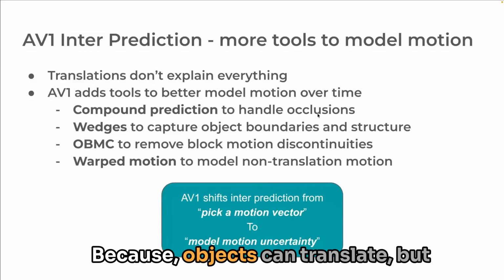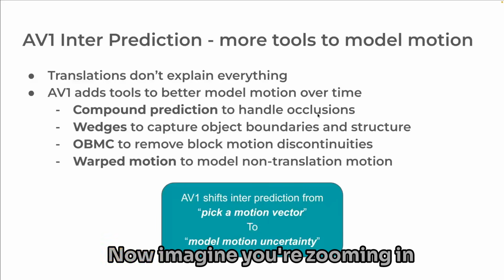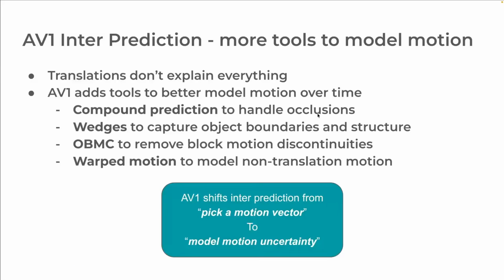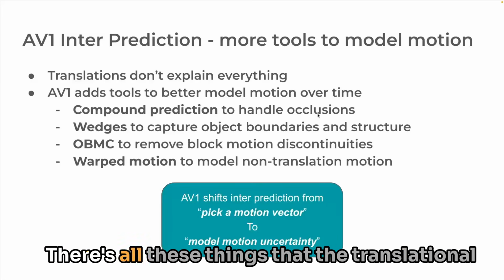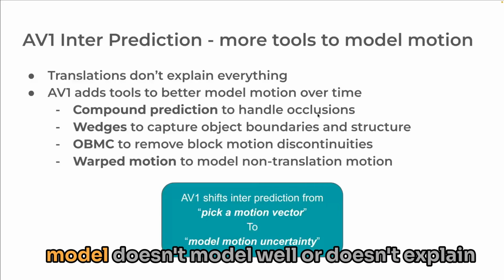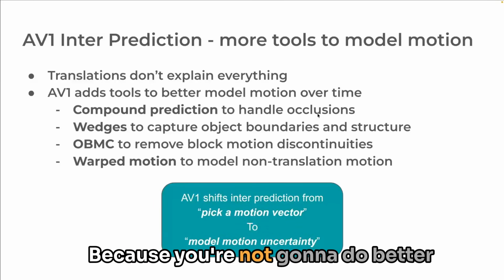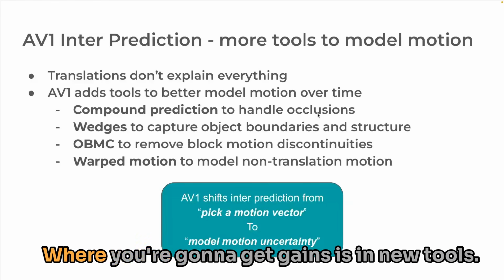Because objects can translate, but they can also rotate, they can resize. Imagine you're zooming in with your camera on something. They can also be illuminated differently. There's all these things that the translational model doesn't model well or doesn't explain well. And that's where the gains are, right? Because you're not going to do better translation. We already have translation. Where you're going to get gains is in new tools.